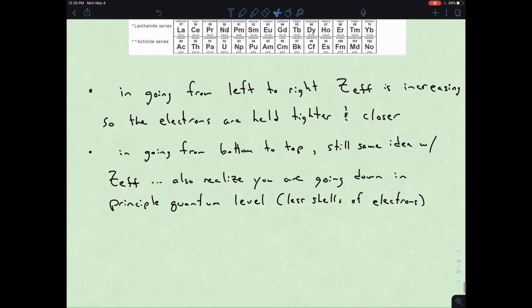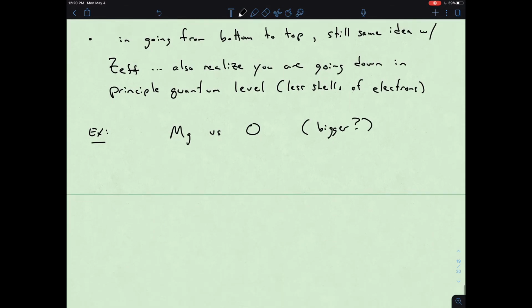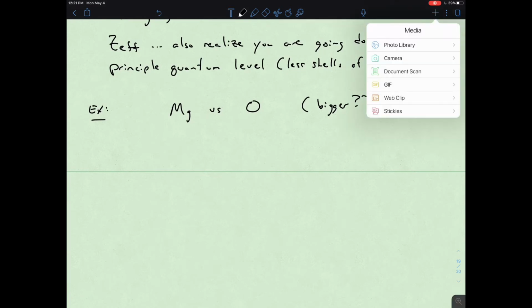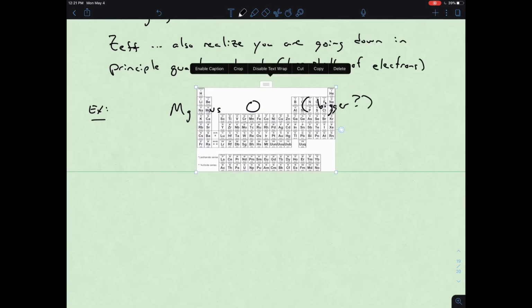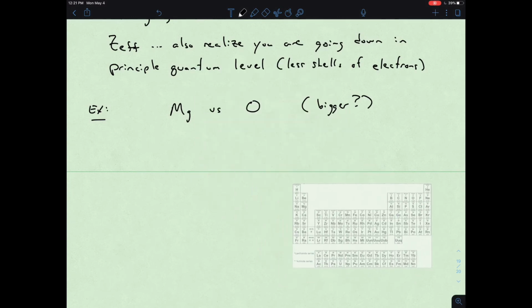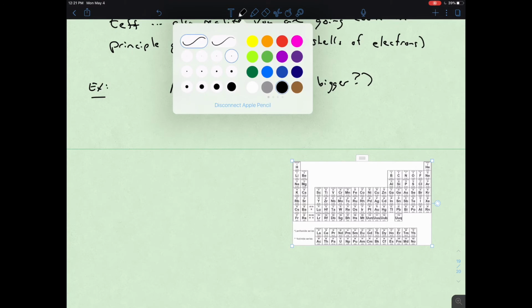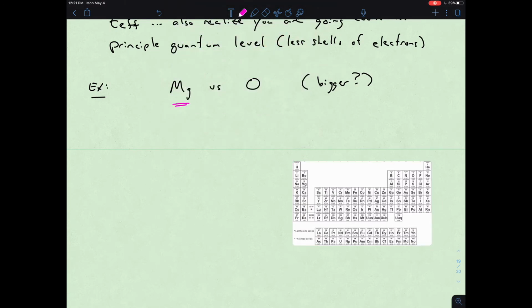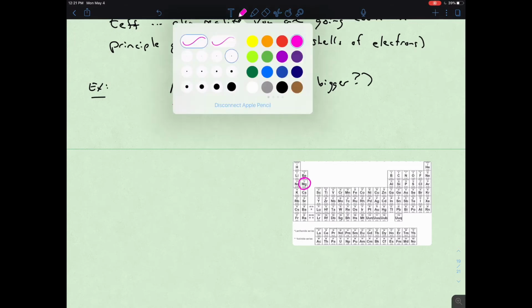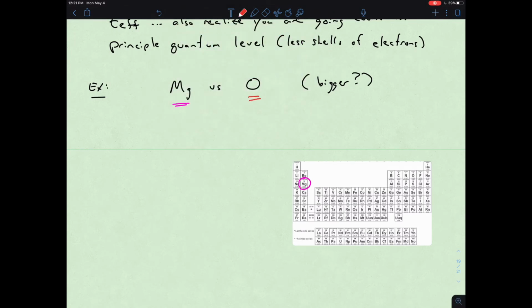So if we were to compare, as an example here, magnesium versus oxygen, and ask the question, which is bigger? We just need to go to the periodic table and look at the relationship of where we find those two species. We can see that our magnesium is off to the left. We have our oxygen over to the right.